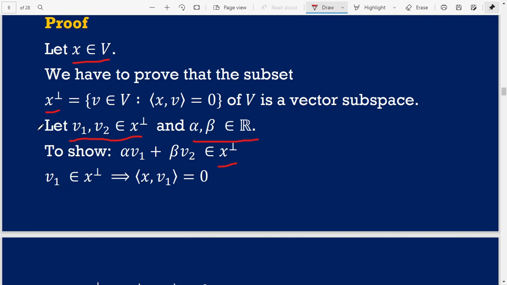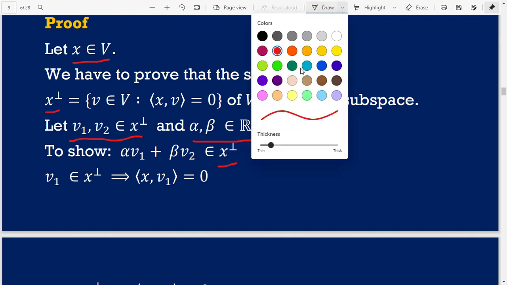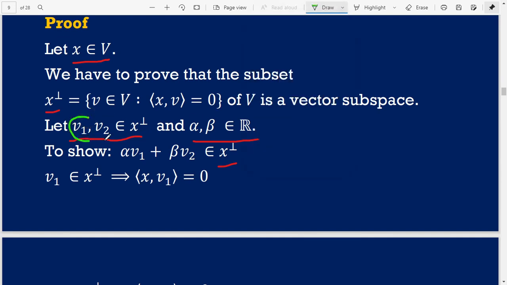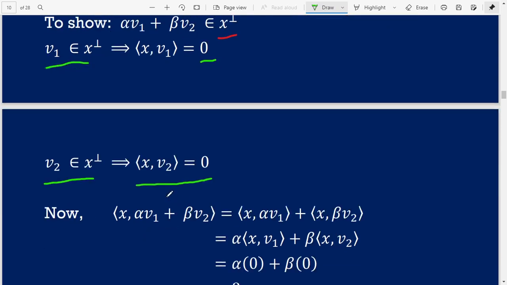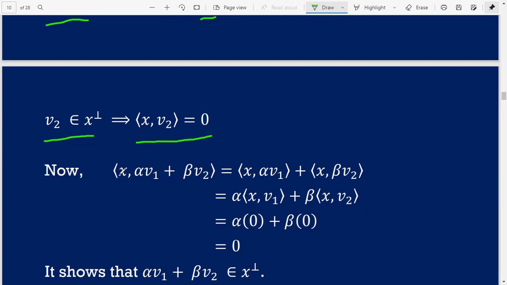So here we have v1 and v2 belong to x orthogonal. So v1 belongs to x orthogonal implies inner product x with v1 is equal to 0, and v2 belongs to x orthogonal implies inner product x with v2 is equal to 0. Now we have to show that inner product x with alpha v1 plus beta v2 is equal to 0. So this belongs to x orthogonal.